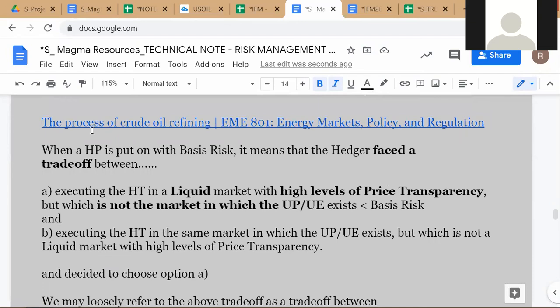So the point I'm trying to make is that there is a trade-off. Okay, remember, all of economics is based on trade-offs. Okay, scarce resources, if you remember your economics.